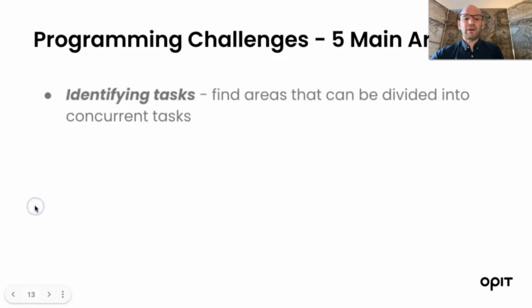So what are the 5 main areas, the 5 main challenges? Well, first of all, identifying tasks. We need to be able to find areas that can be divided into concurrent tasks. For example, coding where T1 and T2, thread 1 and thread 2, one uses core 1 and thread 2 uses core 2.